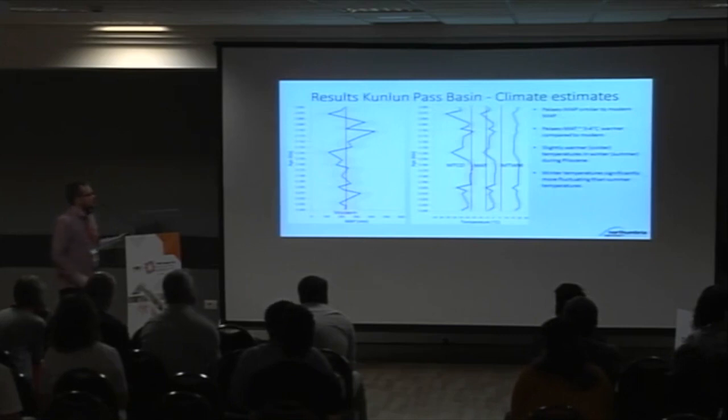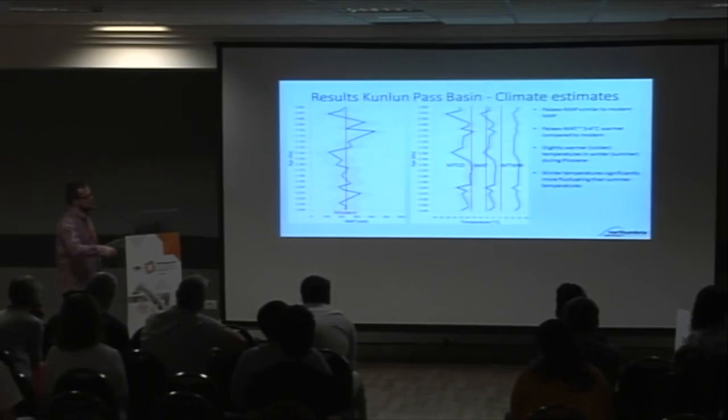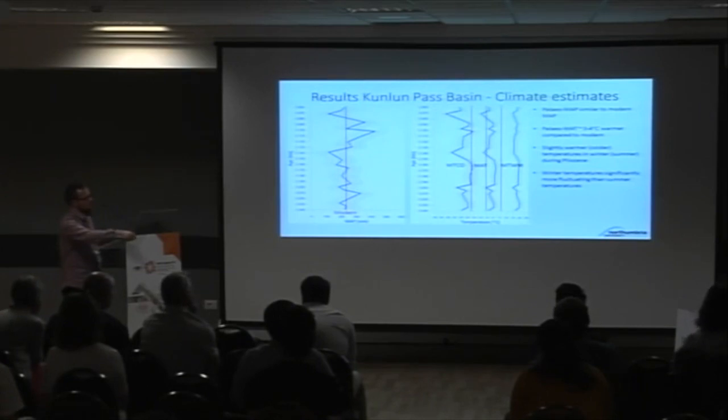For the Kunlun Pass Basin, we see a different pattern. The mean annual precipitation is within the order of magnitude of what it is today, but we have a different pattern for the temperature record. So we see higher temperatures during the mid-Piacenzian compared to today, around 3 to 4 degrees. And we see the same trends that we have warmer summer temperatures and colder winter temperatures.